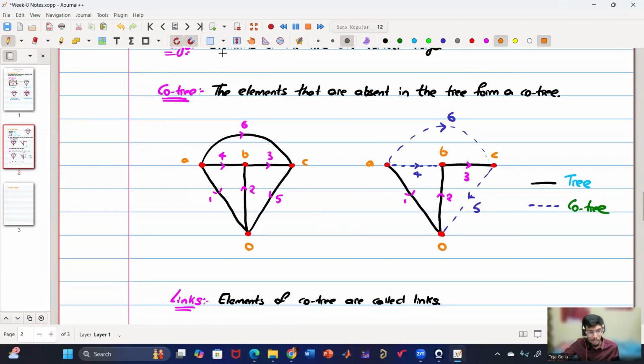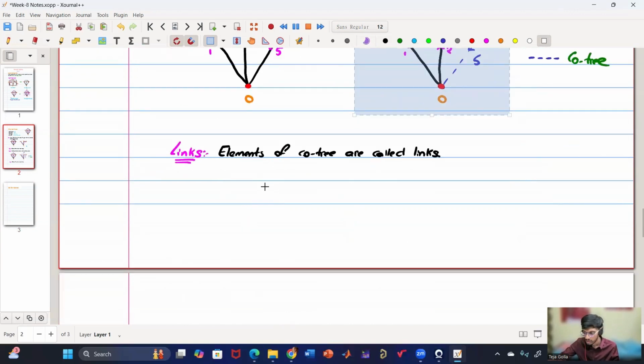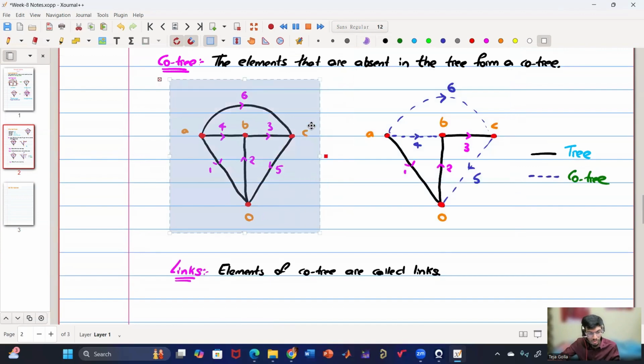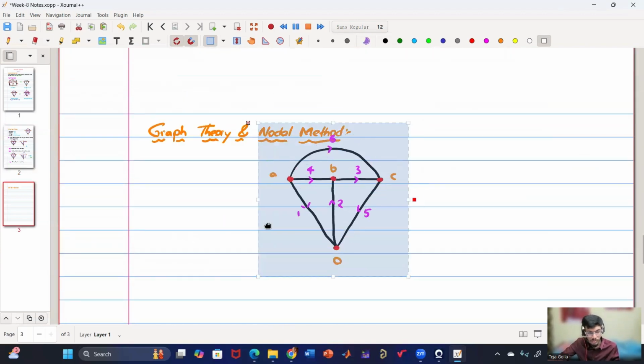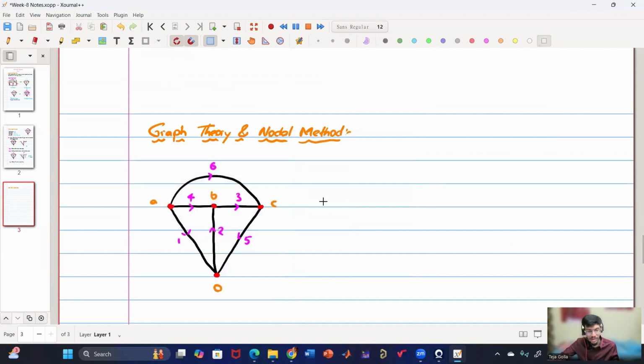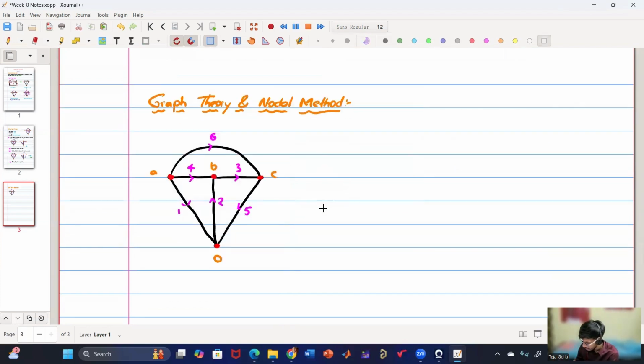Graph theory and nodal method. Basically, we are applying nodal analysis, nothing more. So let us consider this example and apply it here. For the other methods we need to know trees and cotrees, but for this method we don't need trees and cotrees. Basically, we'll apply KCL.